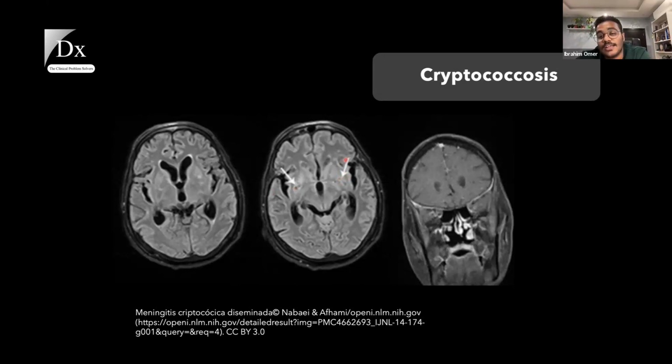Another feature that is also important that you can look for is hyperintensity within the basal ganglia. So you can see that there is some hyperintensity here, there's some hyperintensity here, and these all could clue you into cryptococcus. There's also leptomeningeal enhancement, and the leptomeningeal enhancement is typically seen at the base of the brain. So you can see it clearly in here.